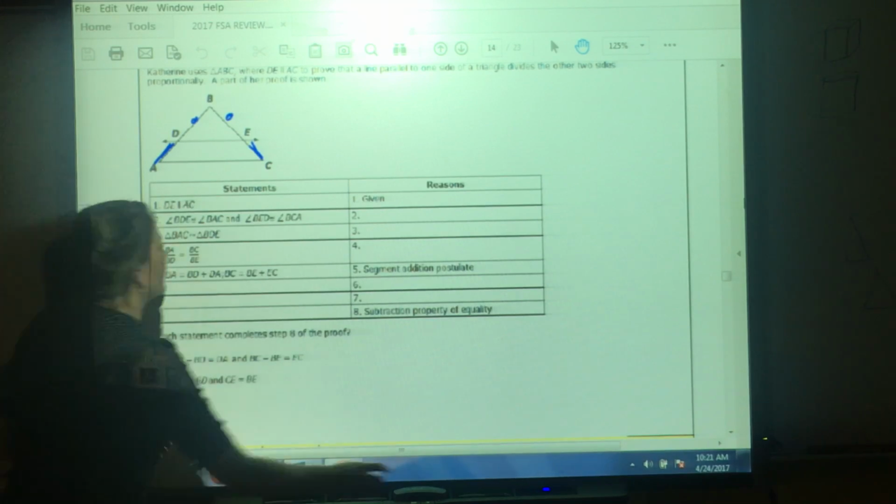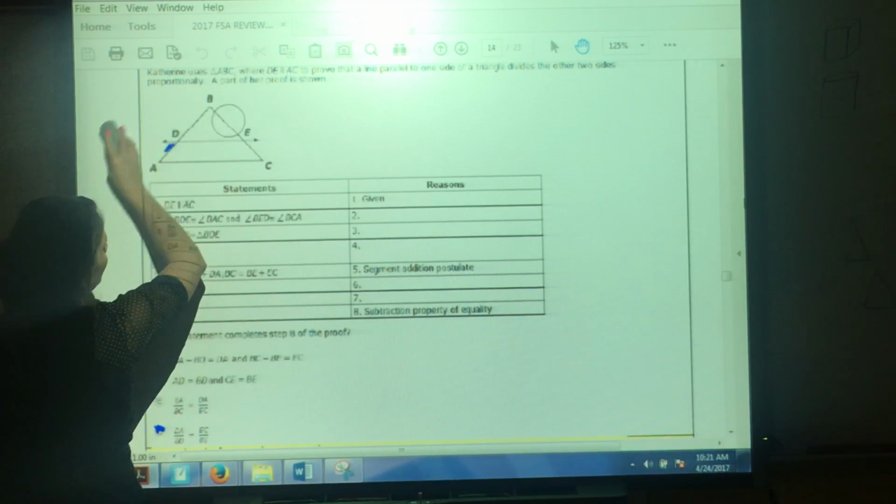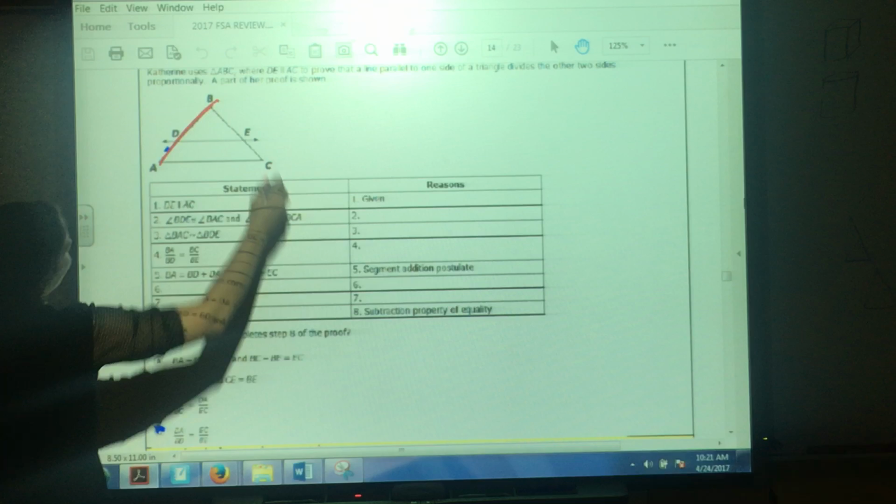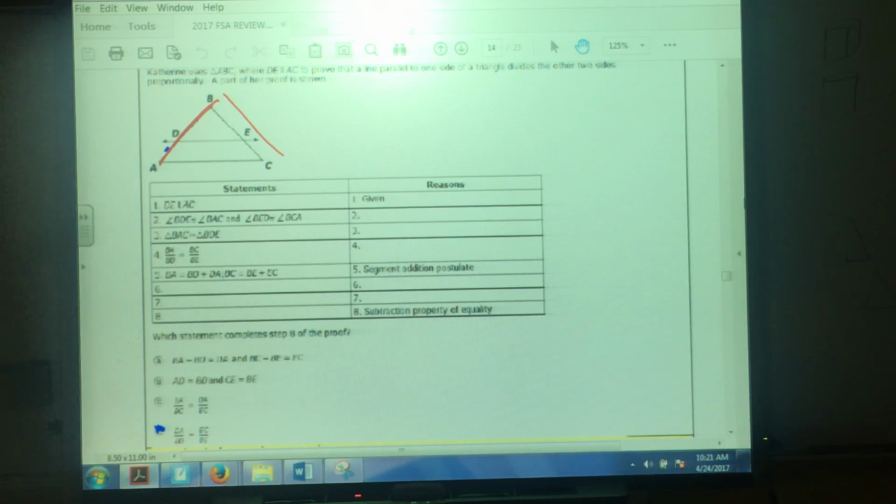If you look at C, this says that BA, which is this whole thing, over BC, which is this whole thing, right away, now we're talking about two different sides of the triangle. That one is thrown out, because that's not what it wants us to do.